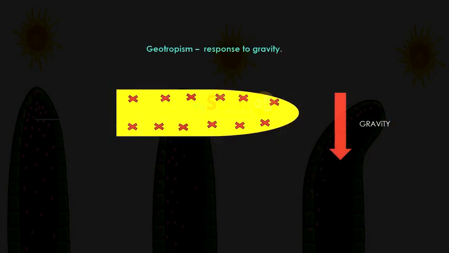Geotropism is a response of a plant to gravity. From observation, roots respond positively to gravity. They grow down. Stems grow up, so stems would be negatively geotropic, and roots would be positively geotropic.